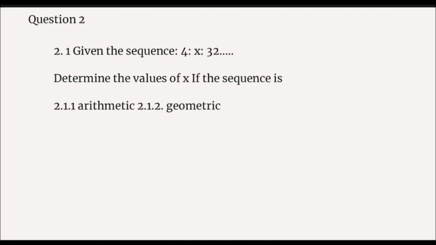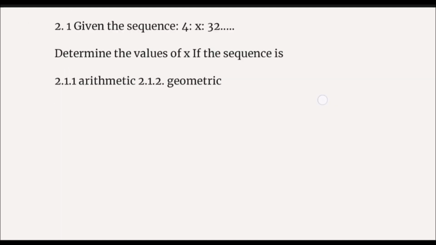All right. Here we're given that 2.1, given the sequence 4, x, 32 and so forth, and we're asked to determine the values of x if the sequence is 2.1.1 arithmetic and 2.1.2 geometric. All right, let's do this right away.